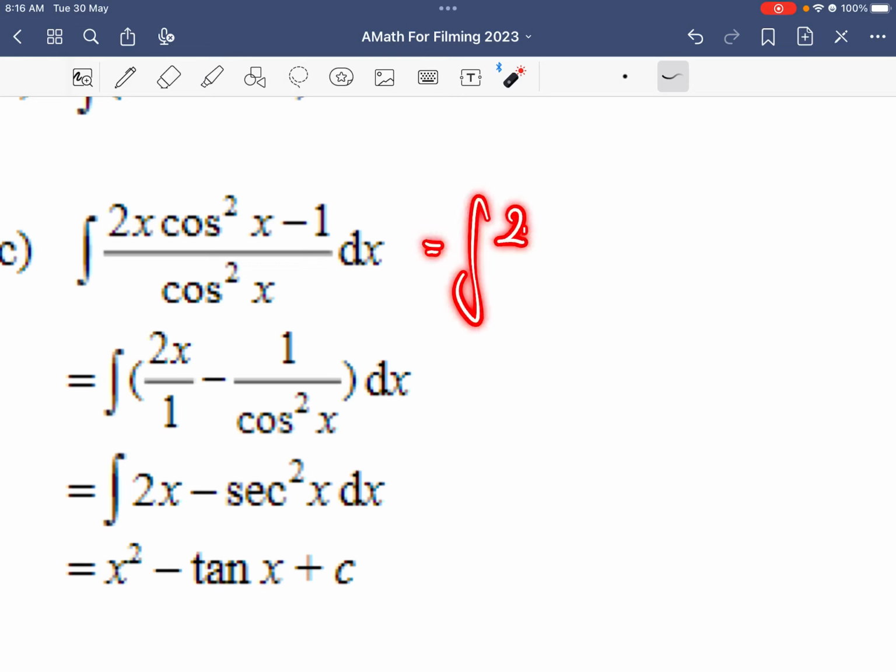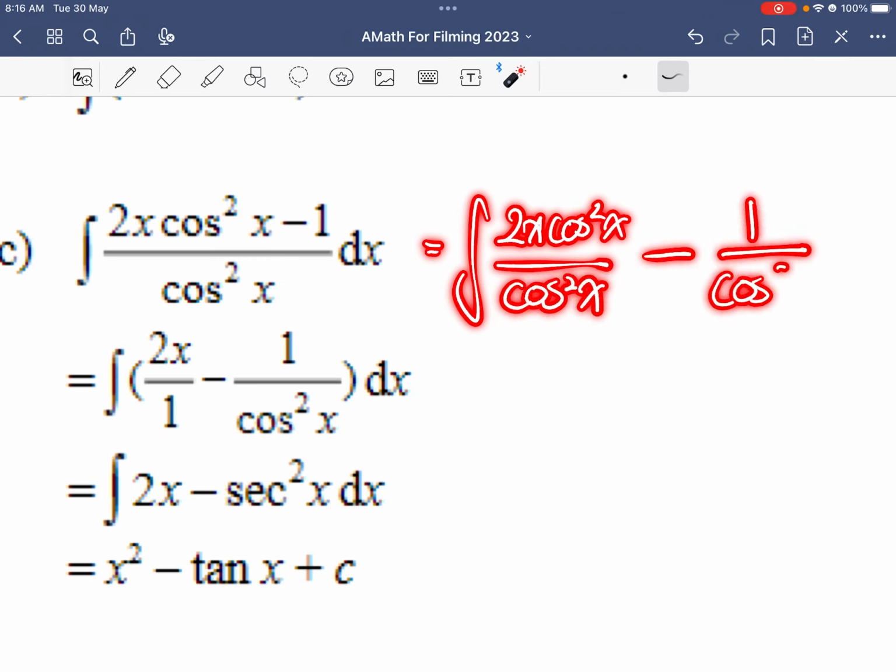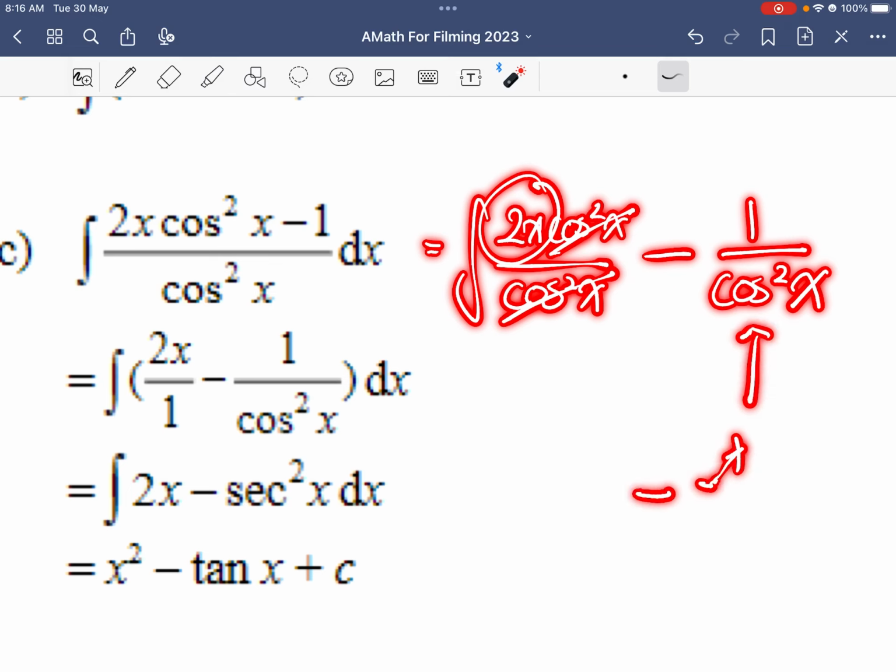The last one needs a bit of manipulation. What we have here is the integration of 2x cos square x over cosine square x minus 1 over cosine square x. Cosine square x and cosine square x will eliminate to simply leave you with 2x.